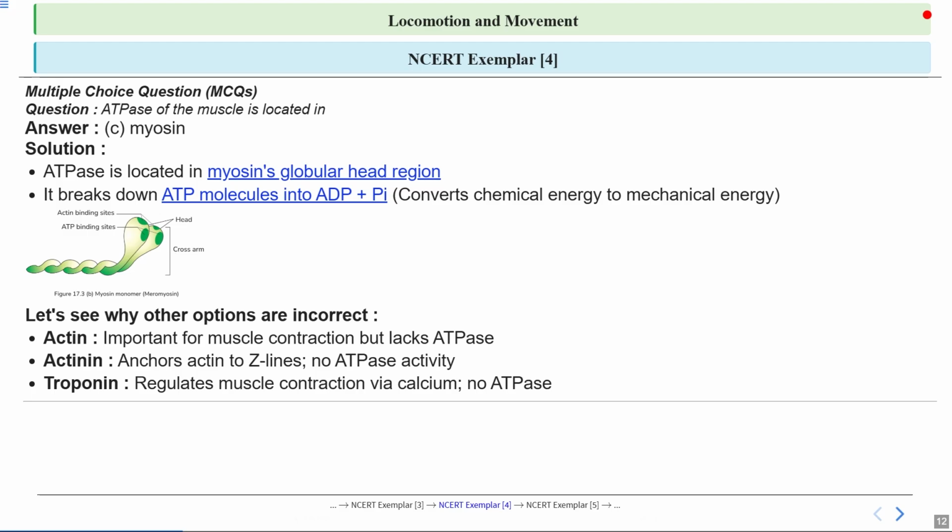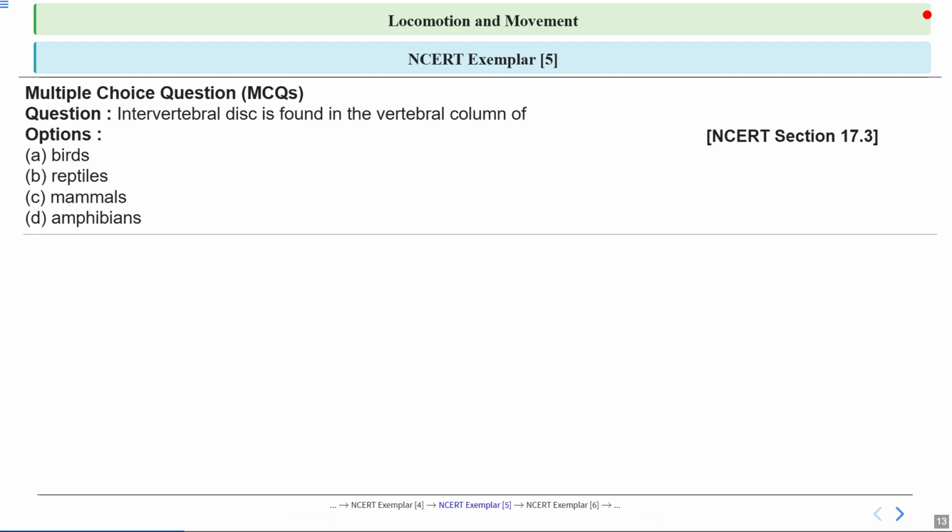So we have seen the correct answer for this question is option number 3, and we have also seen why the other options are incorrect. Let's see the next question.